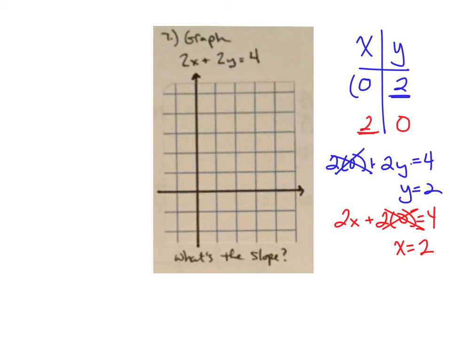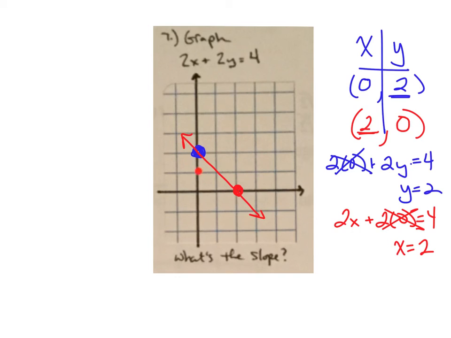First, plot the point (0, 2) by going up 2 and placing a dot. Then, for (2, 0), go 2 units to the right and place a dot. Then connect the two dots, and there's our line. We can identify the slope just by counting rise over run.